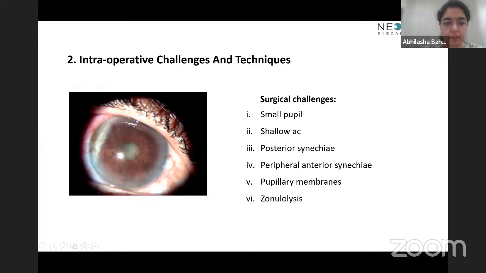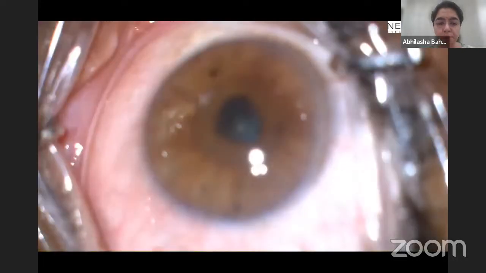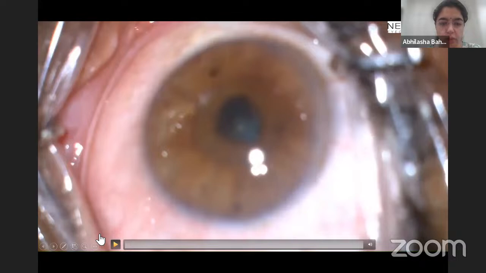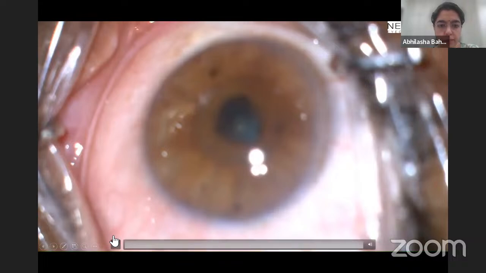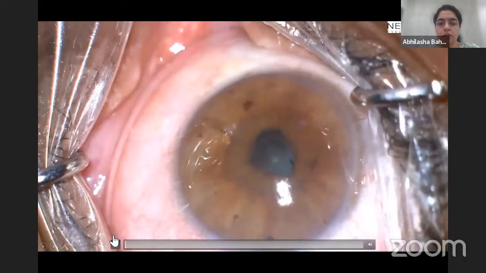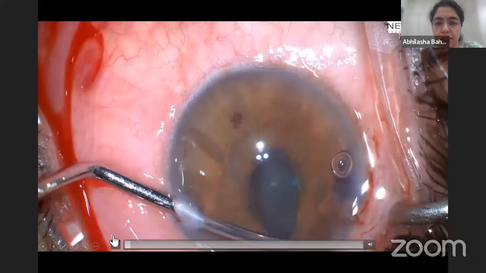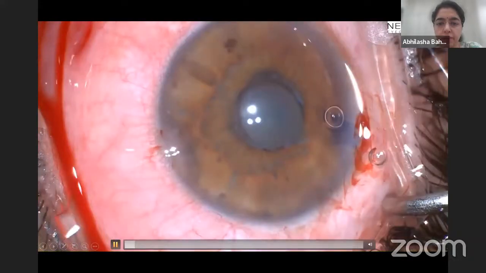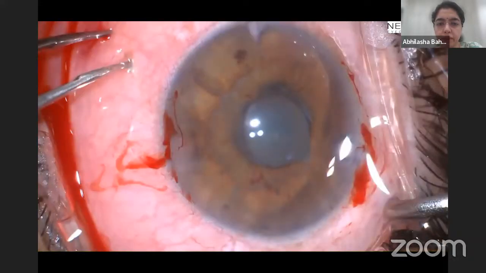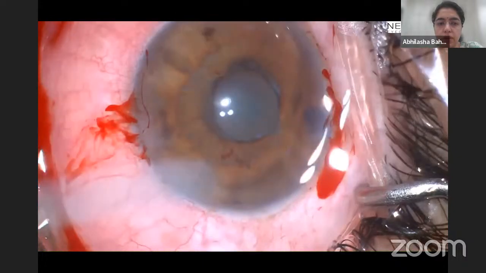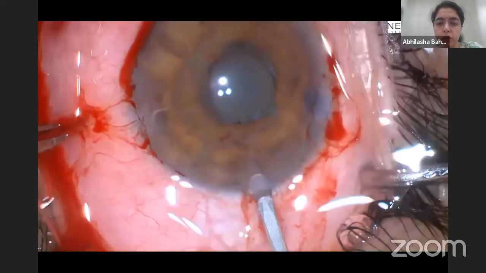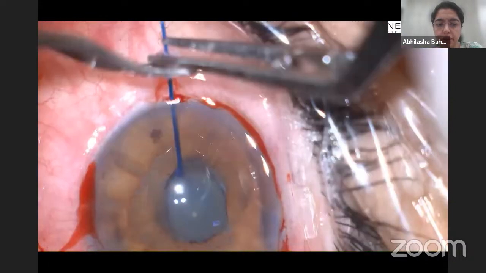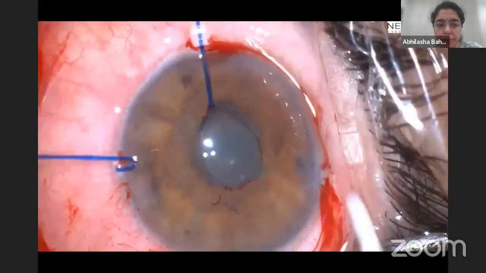So I'll show two eyes of the same patient. Now, in the first eye, I have used iris hooks for pupil dilation. So I'm releasing the posterior synechiae. Now, when you are making side ports for the iris hooks, you have to go directly towards the pupil margin. You need not make a long tunnel.